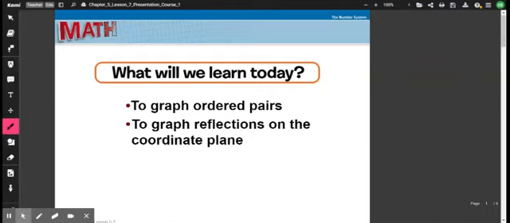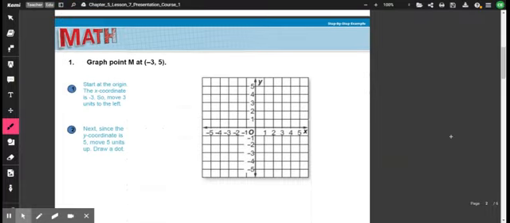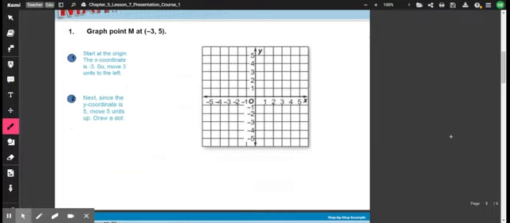We are on chapter 5, lesson 7, the last lesson of the chapter. Today we're going to learn how to graph ordered pairs and graph reflections on the coordinate plane, similar to what we did in lesson 6, a little different this time. Now we're going to look at example 1.